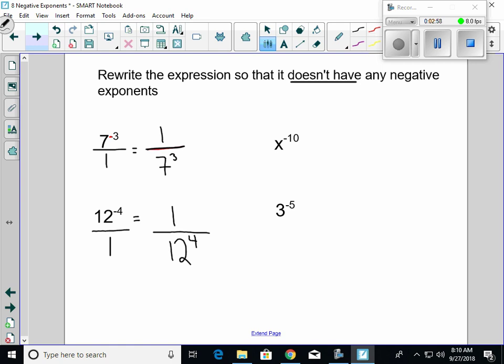You're going to be doing this with variables also. If I have x to the negative 10th power over 1, that negative 10 is saying, flip that x. That should be a denominator. So it should be 1 over x to the 10th. Okay, so see if you can do this last one. Write it as a fraction. Should be 1 over 3 to the 5th power.